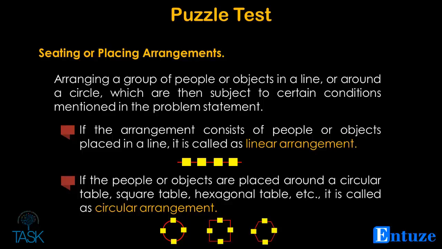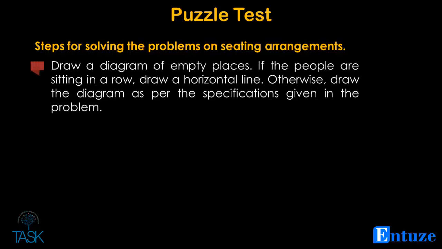circular arrangement. To solve the problems on seating arrangements, we should first focus on and prioritize the actual information, keeping aside the useful secondary information. The following steps should be followed to solve the problems on seating arrangements. 1. Draw a diagram of empty places. If the people are sitting in a row, draw a horizontal line. Otherwise, draw the diagram as per the specifications given in the problem.